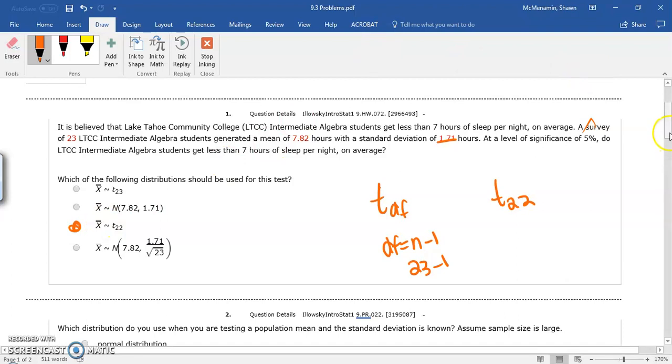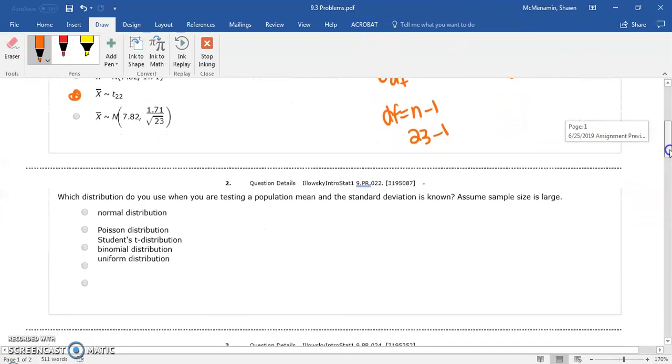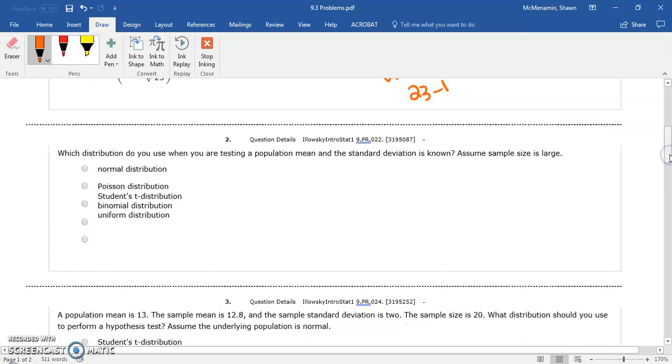The next question, which distribution do you use when you are testing a population mean and the standard deviation is known? So if the standard deviation is known, you're going to use a normal distribution.